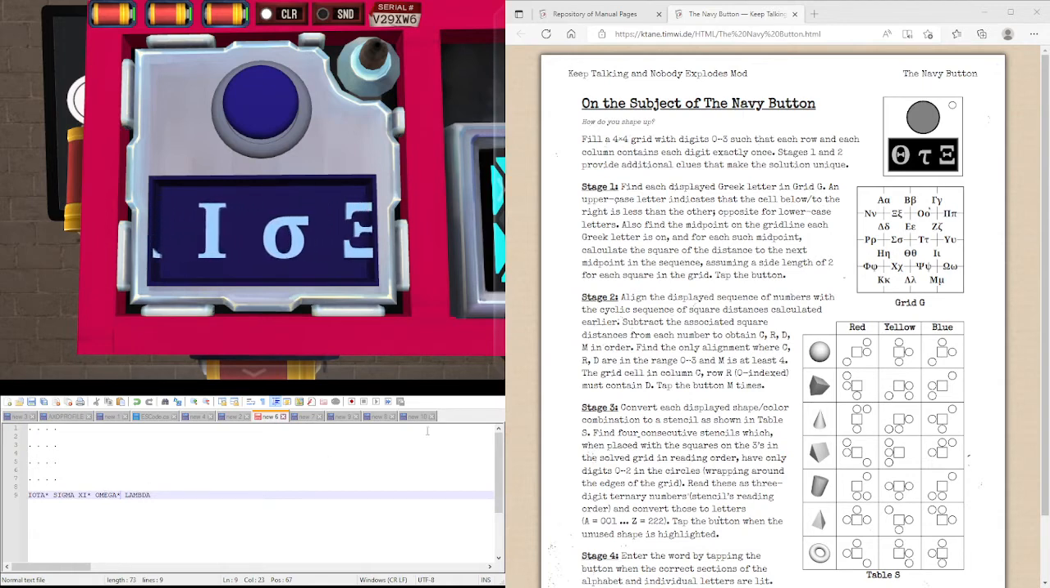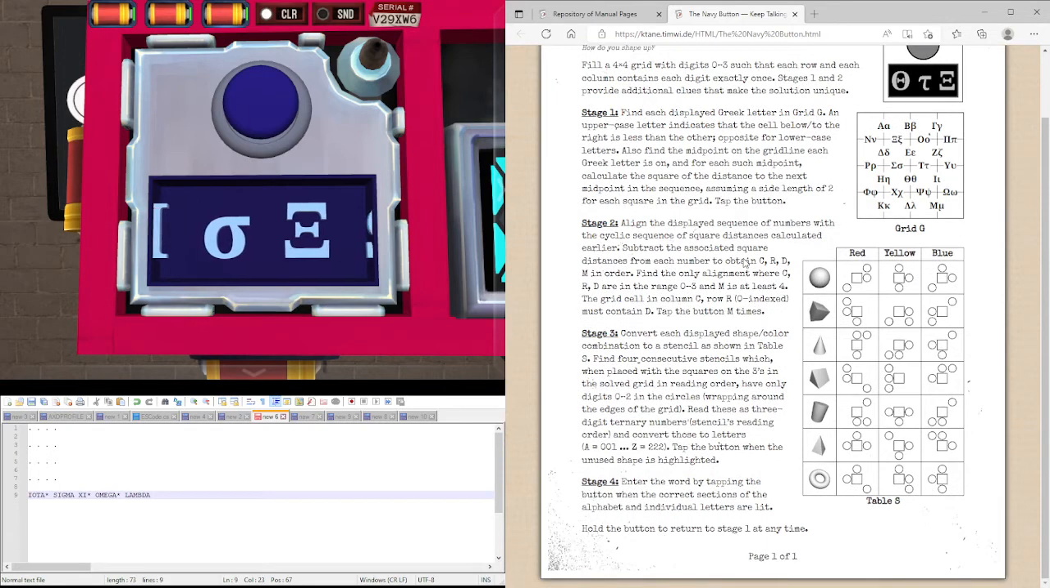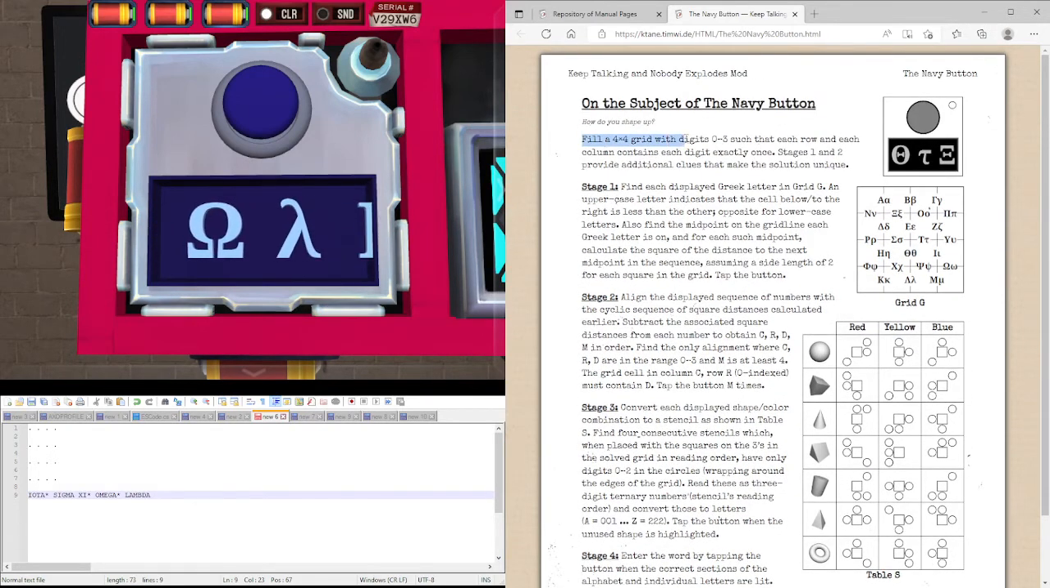This makes sense because if I display grid letter in grid G, an uppercase letter indicates the cell below, down or right, is less than the one next to it. This will be for a sort of Sudoku-ish puzzle that we're going to be making a grid out of, because we can fill out a grid of only digits 0 to 3, such that each row and each column contains each digit only once, basically like Sudoku. Stages 1 and 2 provide additional clues that make the solution unique.